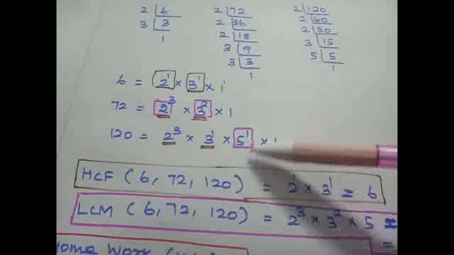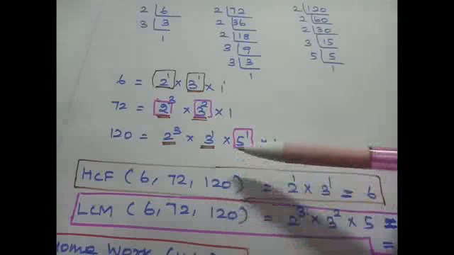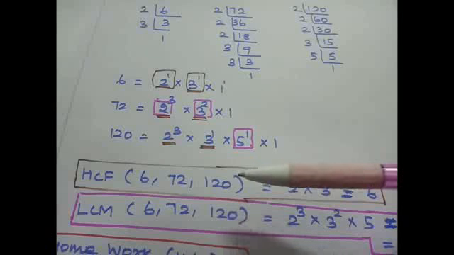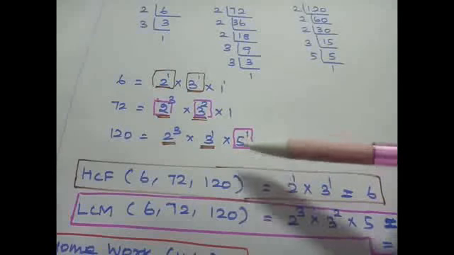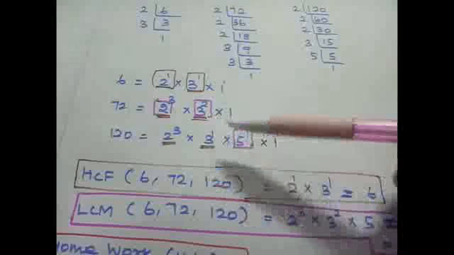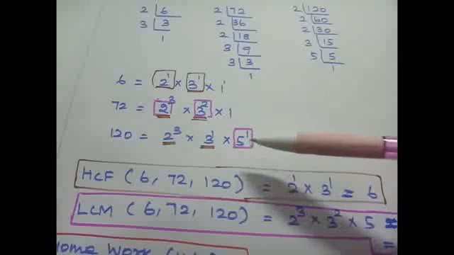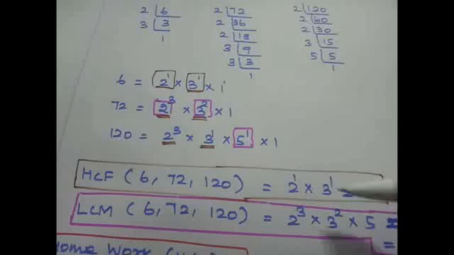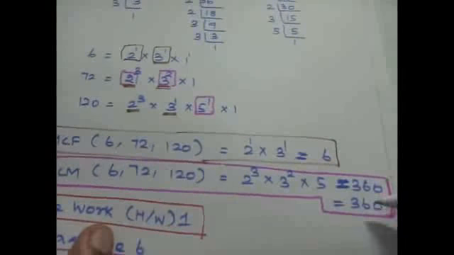Then we have to take the remaining numbers also. LCM means we have to take the remaining numbers also, but for HCF we take only the common numbers, the product of the smallest power of common factors only. So for LCM we have to take the remaining numbers also. That's why I have taken 5 also. So if you multiply these 3, you have 360.